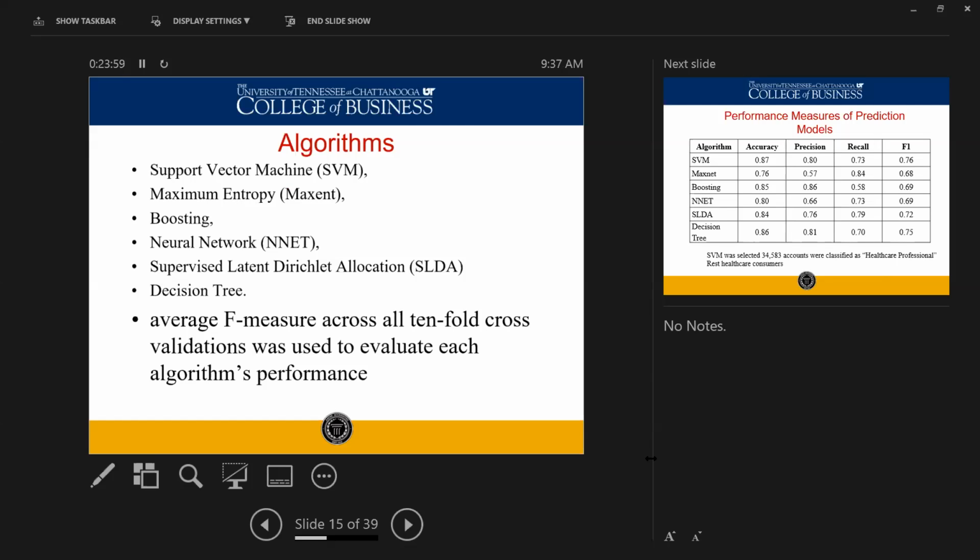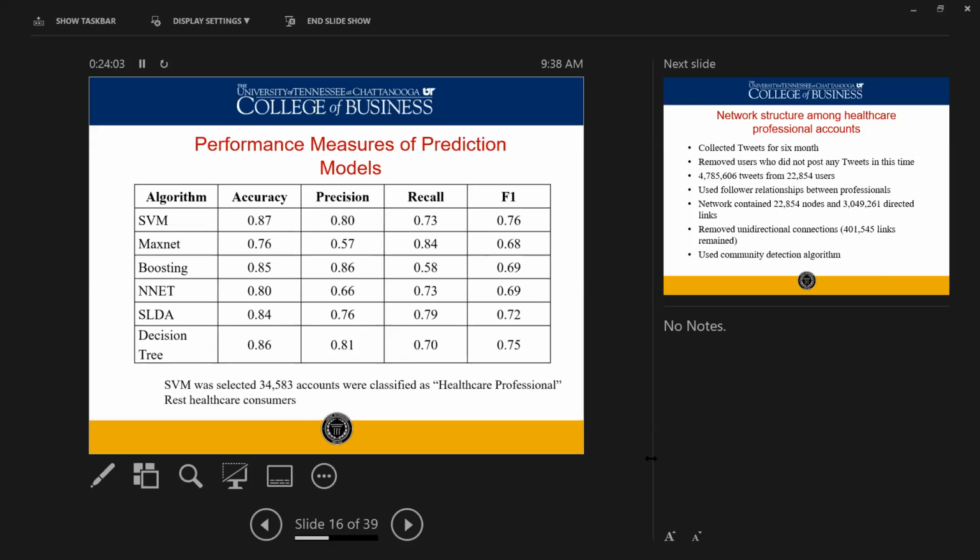And then we found the average F measures across all the 10-fold cross-validation to evaluate each of these algorithms' performance. And this was our result. We calculated the accuracy, precision, recall, and the F1 value. The SVM was the top performer in terms of accuracy, precision, recall, and even F1 value, with a very close follow-up of decision tree. So we selected the SVM to classify our accounts. After running these 157,000 accounts through the SVM, we classified 34,583 accounts as healthcare professional accounts. The rest were healthcare consumer accounts.